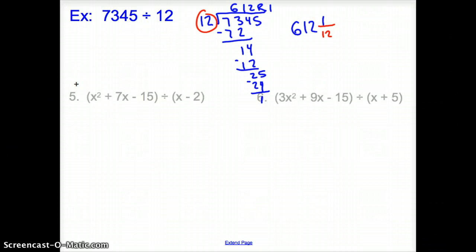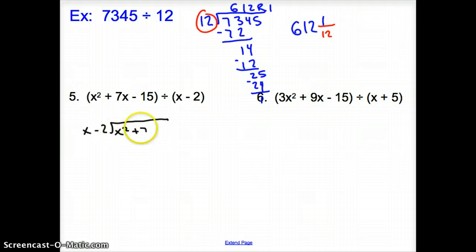Now let's apply that same logic to our polynomials. First thing though, we have to set it up. We have x minus 2 outside, and then inside we have x squared plus 7x minus 15. Nothing changes. The process does not change. How can I match this x with x squared? That's just going to be a simple x. That x times x is x squared. That x times a negative 2 is a negative 2x.